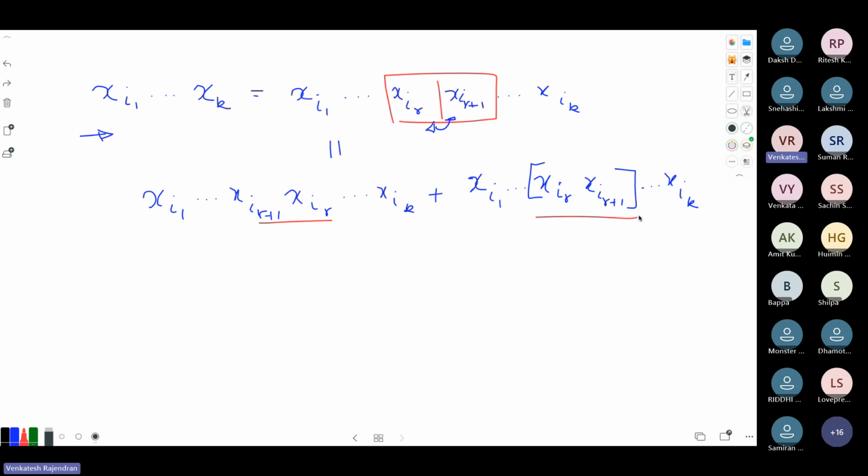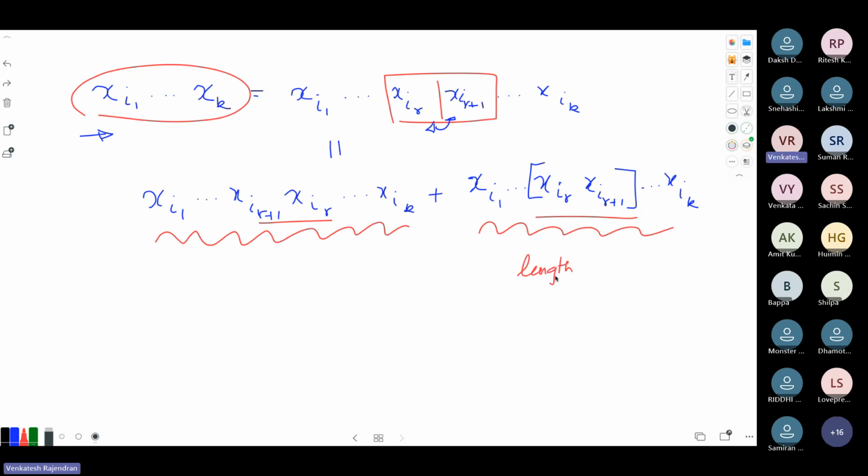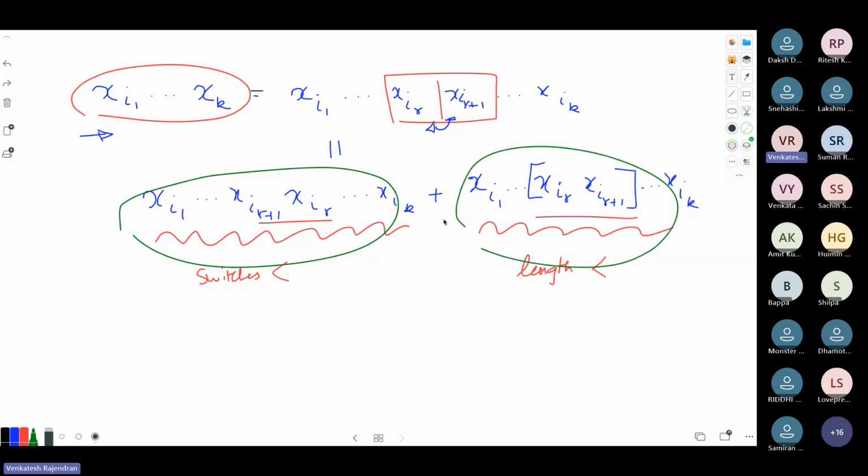But then note that this will actually have fewer switches than the one that you started with. And this will have length less. Okay, the length will be less. And here the switches will be fewer. So now you can see that by induction, you can write this as a combination of right ordered monomial elements. Okay, so that actually completes that.